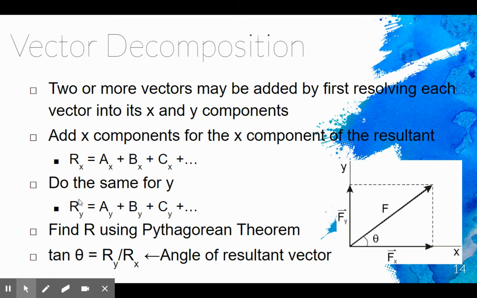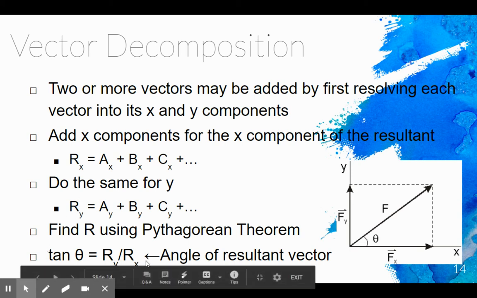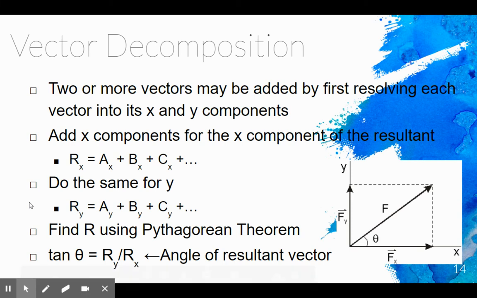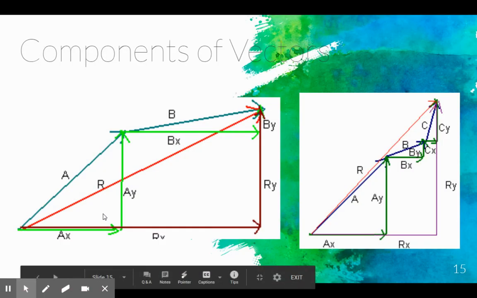So that's where we get that bottom formula, tan theta equals the y component of the resultant divided by the x component of the resultant. And that's how we can find the angle of our resultant when we have a non-90 degree angle. So I'm going to show you a picture of what this looks like.